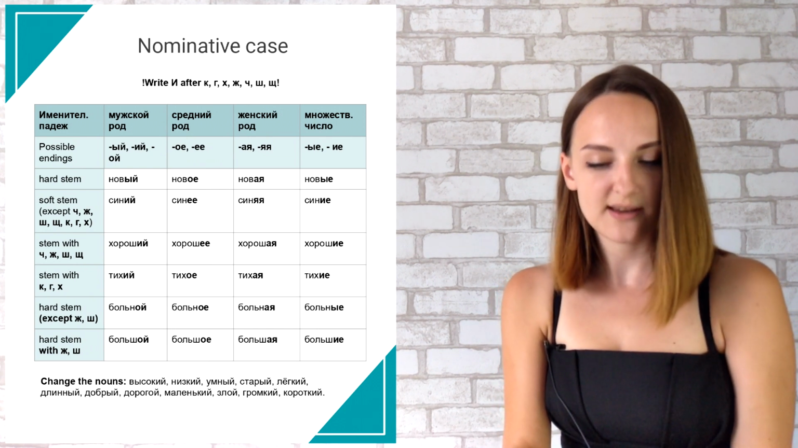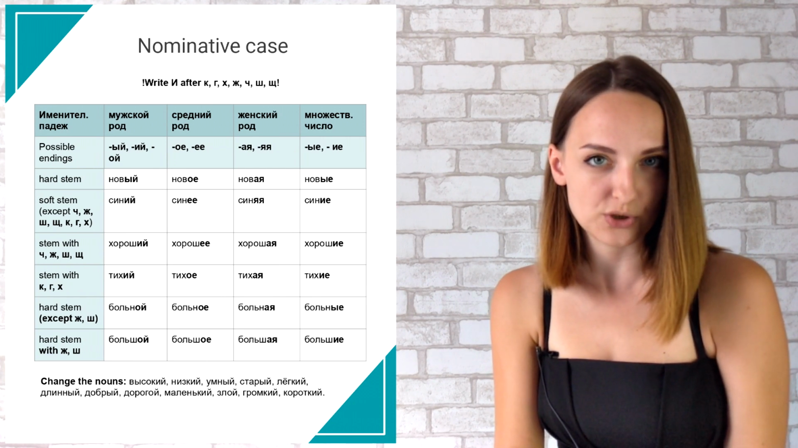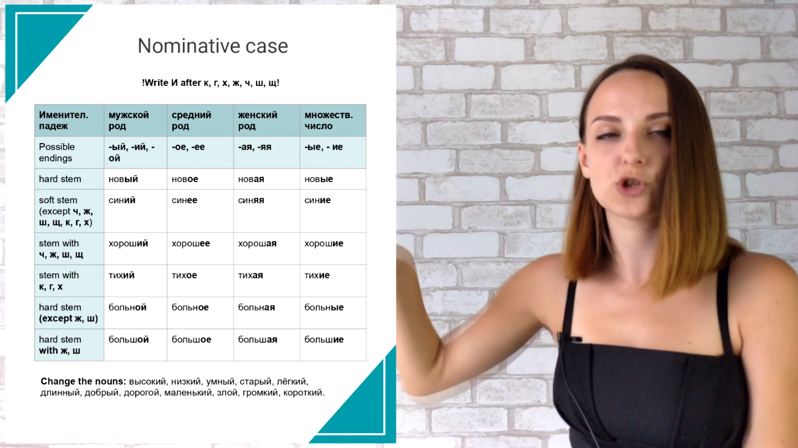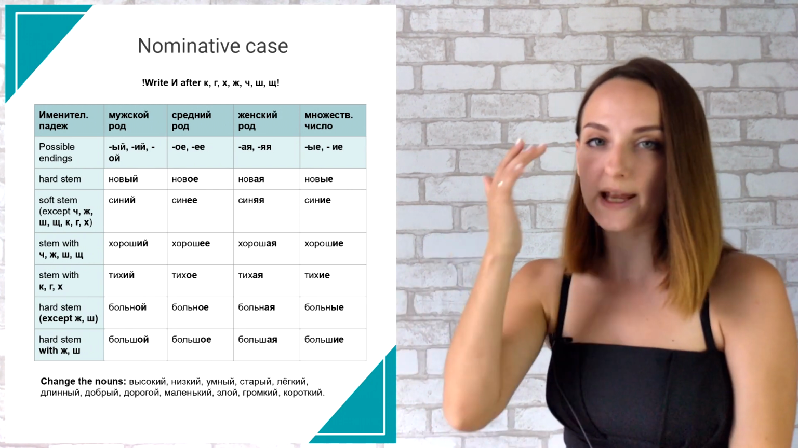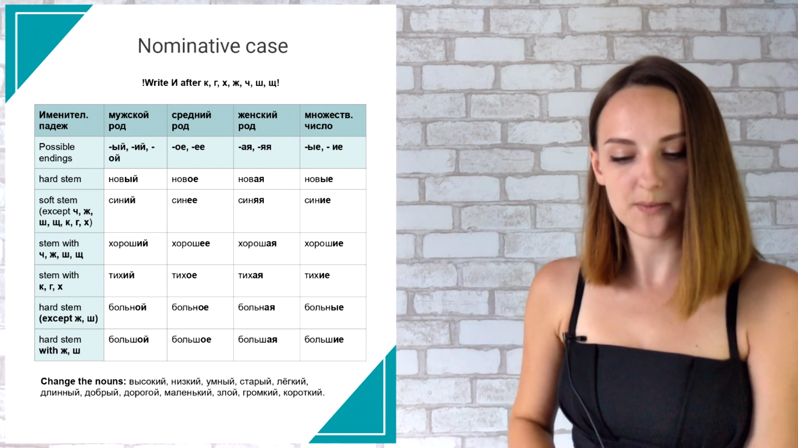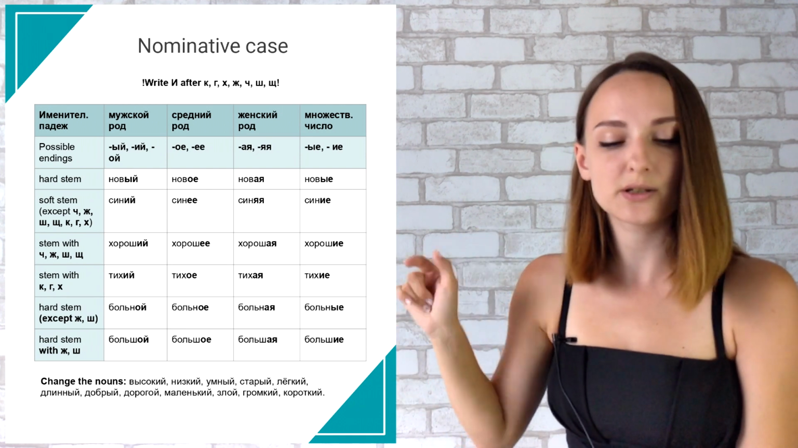So, высокие, высокая, высокое for neuter, right? So you go just according to this table and you change all these adjectives by gender and by number. Sorry, just practice it, okay? You can now stop the video and write until you remember it to practice it.